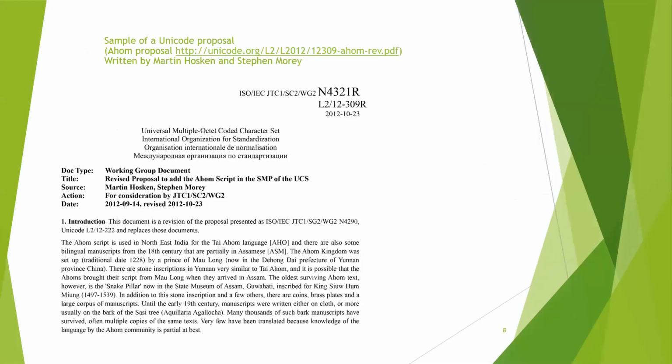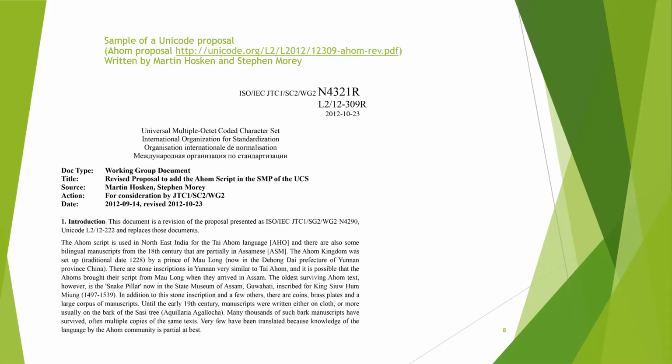So what does a Unicode proposal look like? This is a sample of part of the proposal that Martin Hoskin and I put together in 2012. It has a number at the top, a technical number which refers to the document. It has a date. It has the name of the International Organization for Standardization in English, French, and Greek written underneath it. Then it has the details of the document and an introduction. This document was a revision of an earlier proposal about the Ahom script.